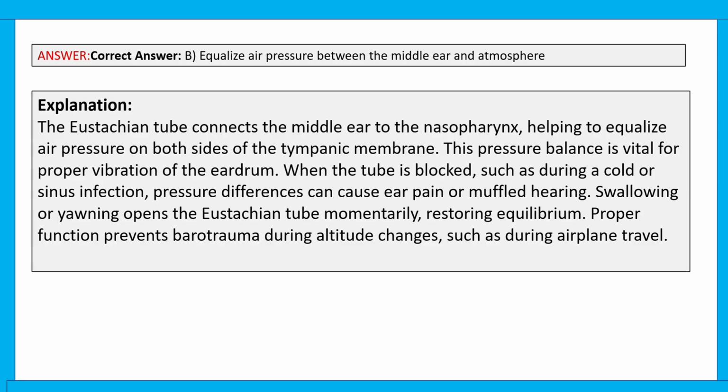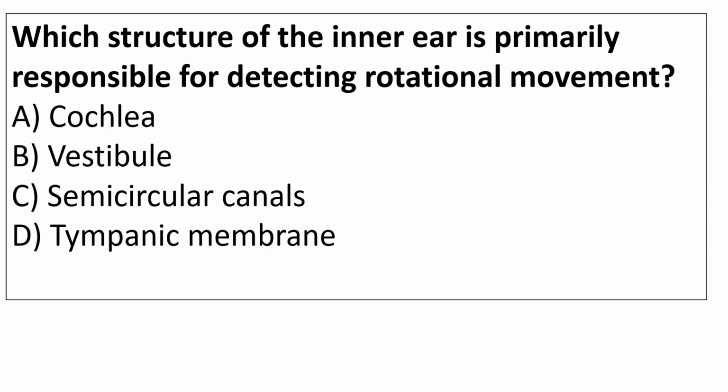The eustachian tube connects the middle ear to the nasopharynx, helping to equalize air pressure on both sides of the tympanic membrane. This pressure balance is vital for proper vibration of the eardrum. When the tube is blocked, such as during a cold or sinus infection, pressure differences can cause ear pain or muffled hearing. Swallowing or yawning opens the eustachian tube momentarily, restoring equilibrium. Proper function prevents barotrauma during altitude changes such as airplane travel.